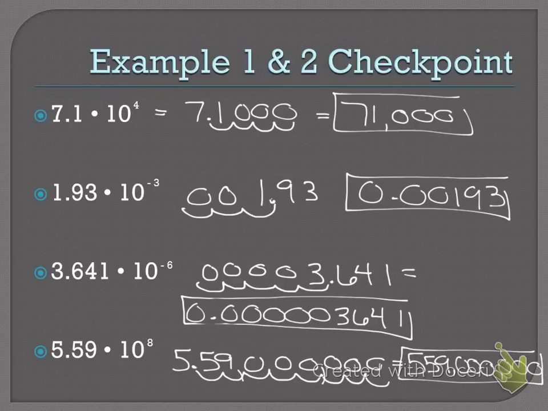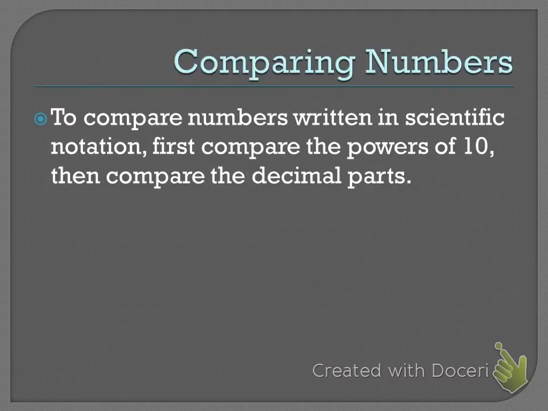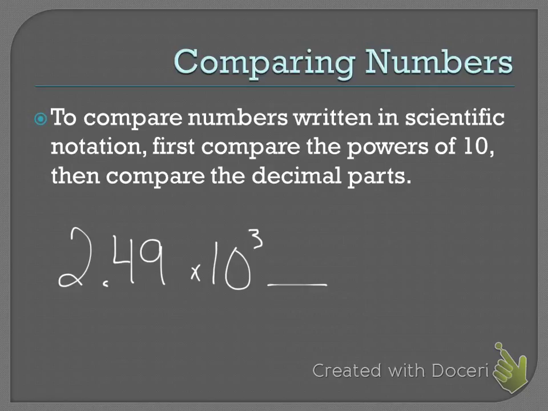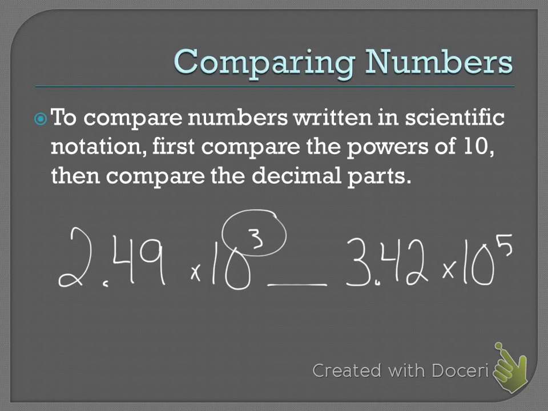All right, now in example 3, we're comparing numbers in scientific notation. The first thing we want to look for is, let's say I had 2.49 times 10 to the third, and I'm comparing it to 3.42 times 10 to the fifth. All right, now my rule says that the first thing I look for is my exponent, my power.